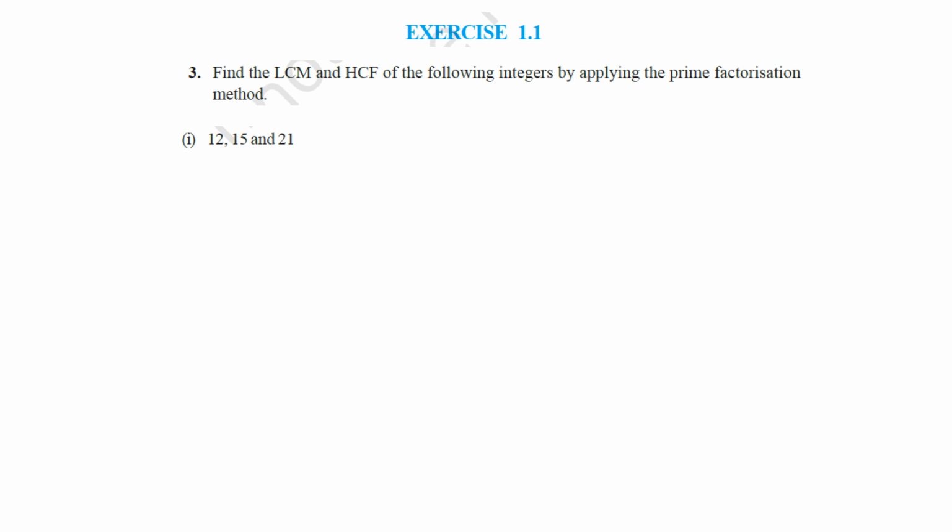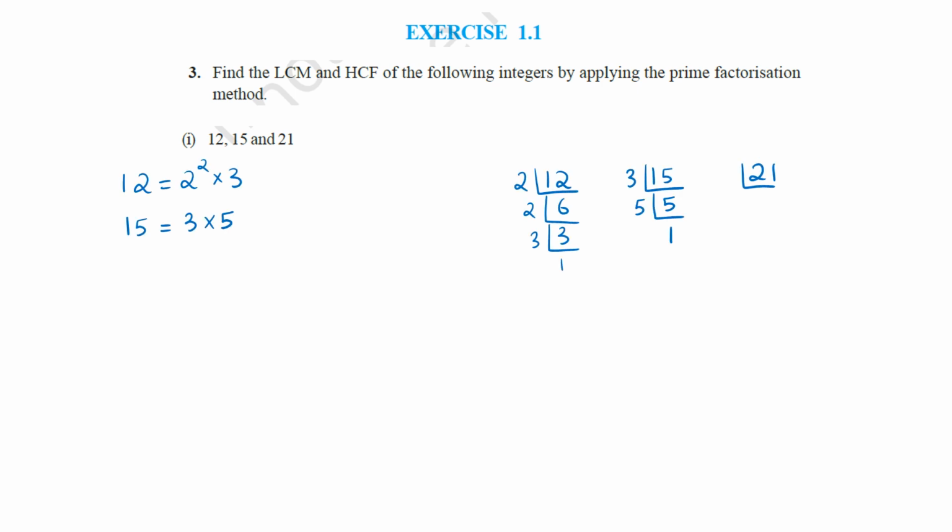Now here we have three numbers. The third question: find the LCM and HCF of the following integers by applying the prime factorization method. So let's start with the prime factorization of each of the numbers. So 12 is, that's pretty easy. 15 is also easy, 3 times 5. 21 is 3 times 7.